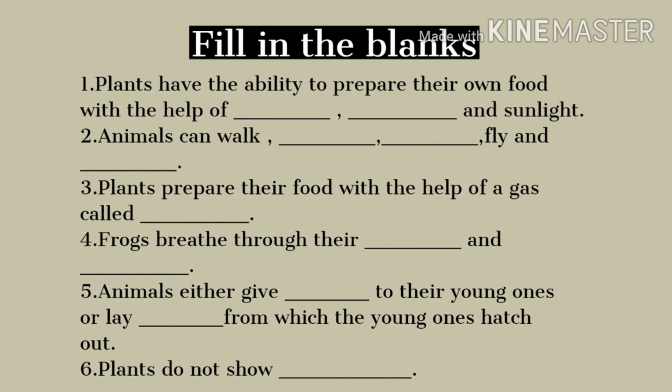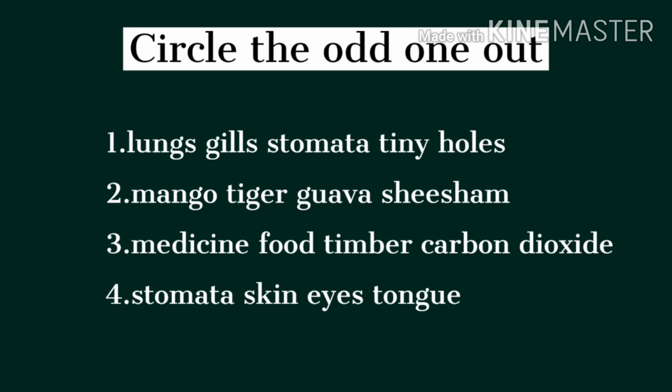Now do this exercise in your copy. Fill in the blanks. Plants have the ability to prepare their own food with the help of dash, dash and sunlight. So the answer is air, water. From number 2 to 6, please do it on your own. Now circle the odd one out. Number 1 I am going to help you out. Number 1 is lungs, gills, stomata, tiny holes. Here it is stomata. Do this in your copy.